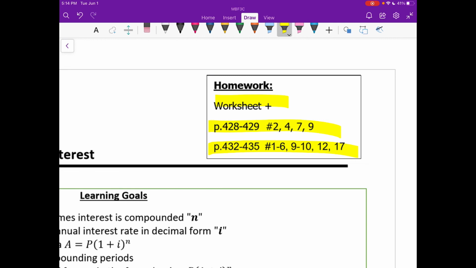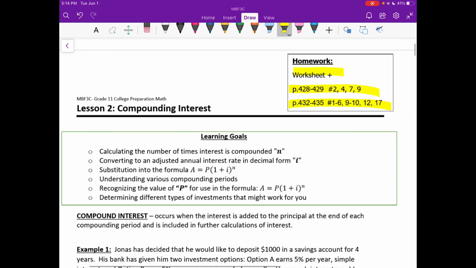Okay, we'll talk about how compounding interest is used in credit cards as well as student loans in our next couple of lessons.